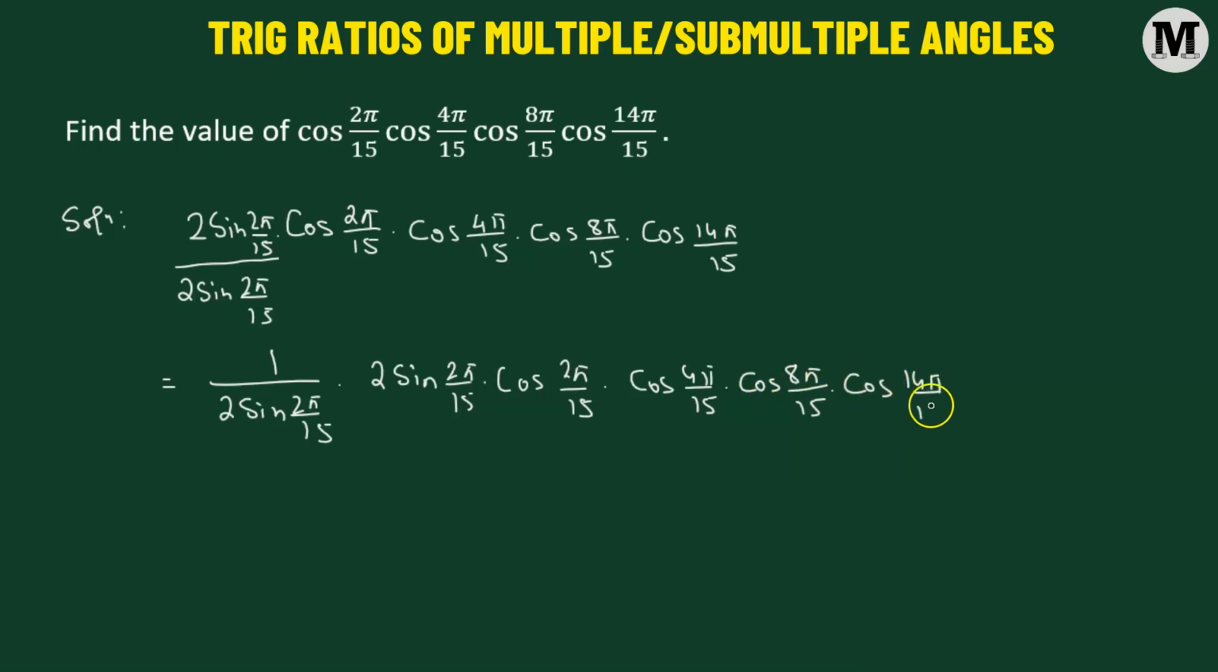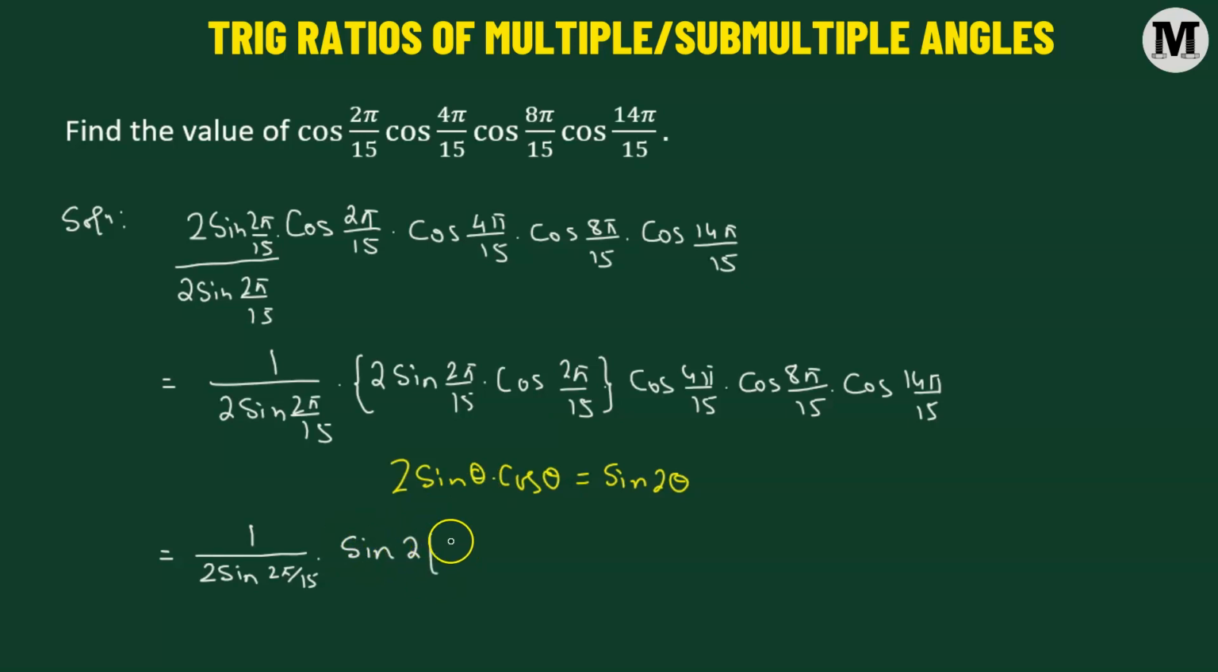Now if we look at this expression, 2 times sine 2 pi over 15 times cosine 2 pi over 15 is equivalent to 2 sine theta times cosine theta, and that's nothing but sine of 2 theta. We're going to apply this particular formula, which will give us 1 over 2 times sine 2 pi over 15. Now what's 2 sine 2 pi over 15 times cosine 2 pi over 15? That's simply sine of 2 times 2 pi over 15, multiplied to the three other cosine functions.